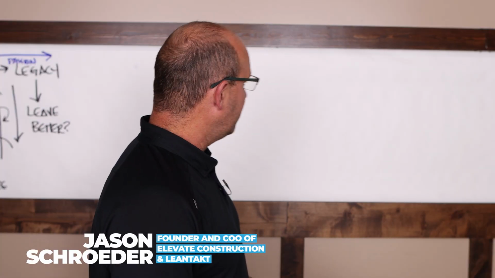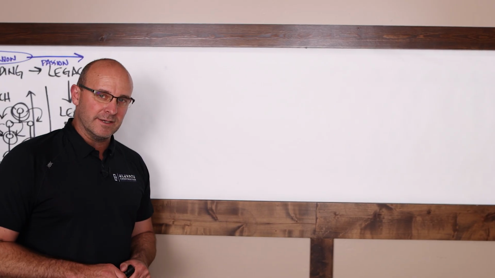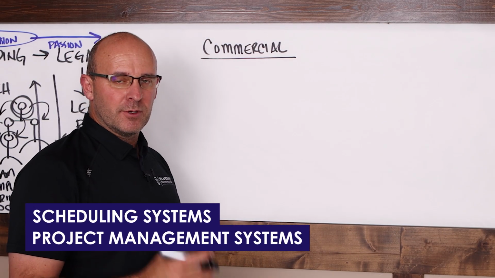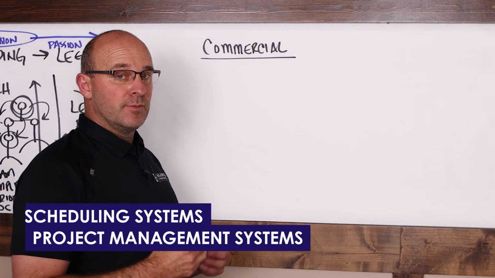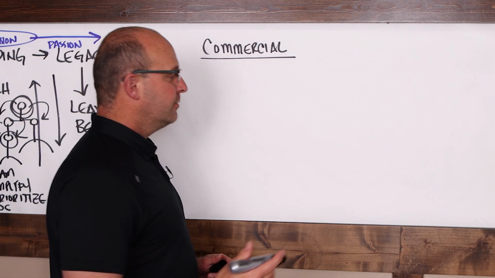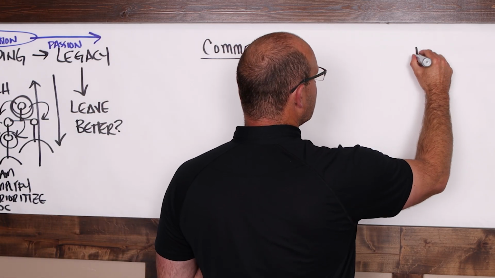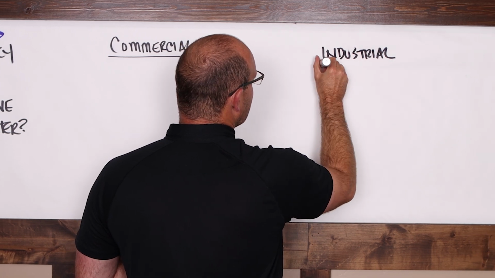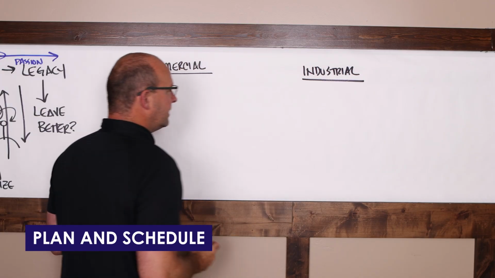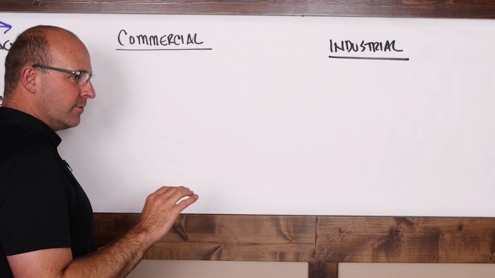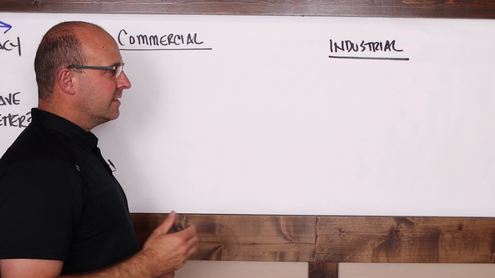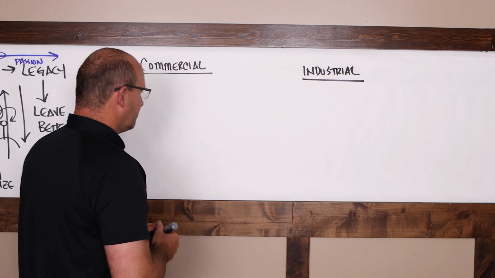Now, this topic is really interesting to me. So when we talk about commercial, we are talking about scheduling systems and project management systems and best practices that apply to both industries, right? So if we're looking at industrial, if you look at how you plan and schedule these, they're a little bit different, but fairly the same. Project management, a little bit different, but fairly the same. But I do want to give you two different perspectives, right?